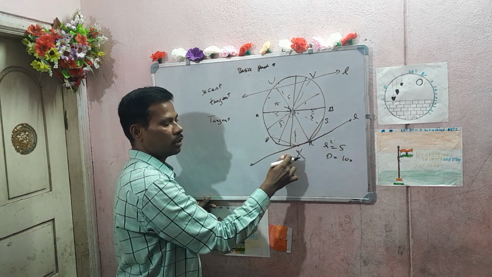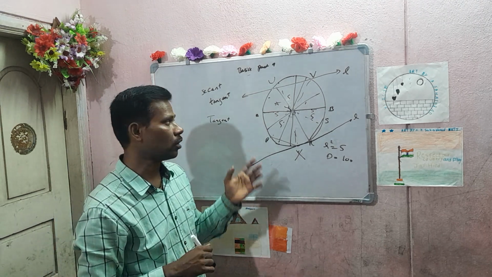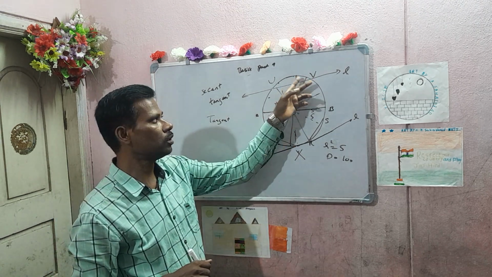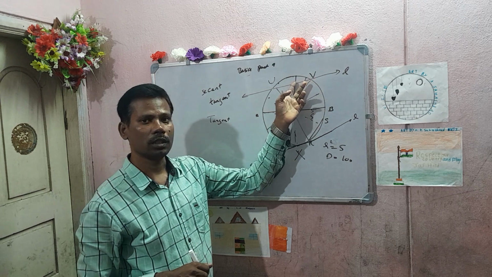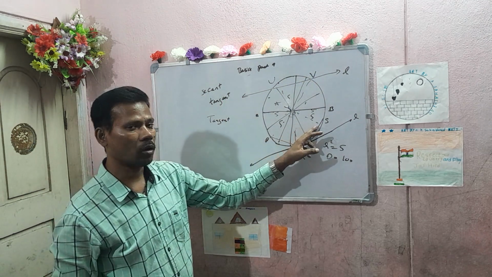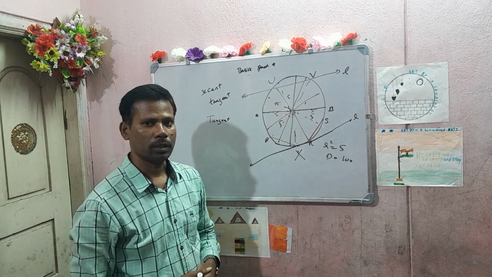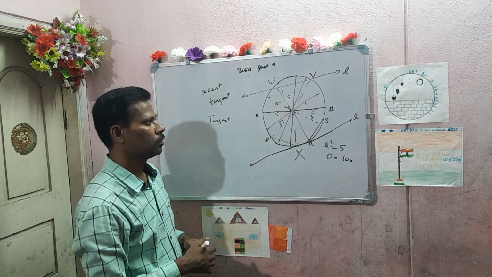Tangent means a line which touches the circle exactly at one point. Secant means a line which intersects the circle at 2 points. Secant, tangent, radius, chord, I've explained. Diameter I've explained. That's it. Next one.